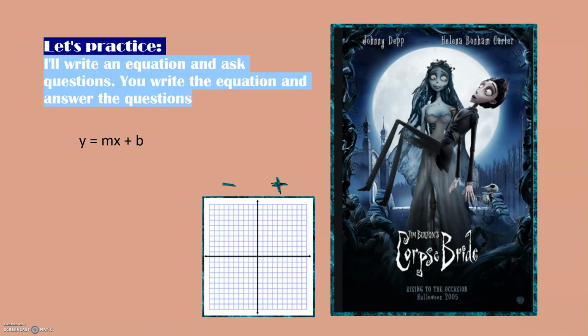What does the m stand for? Give me 3 different names that we can say instead of m. What does the x mean? What does the y do? Is the y independent or dependent? How do you know? What does the b mean?